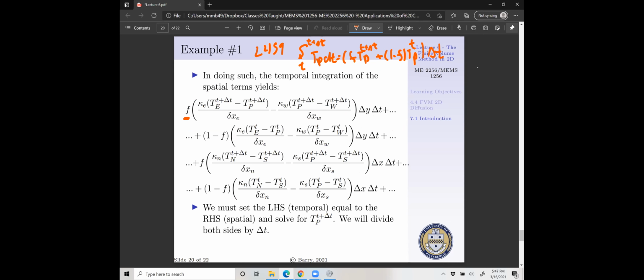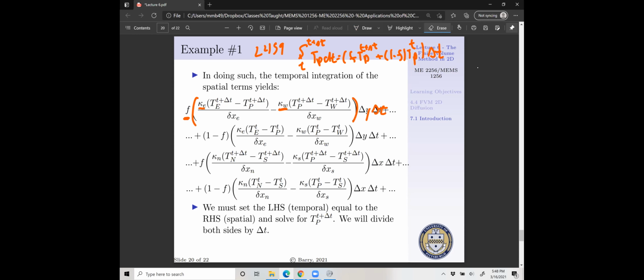We'd have our weighting factor, f, times the quantity, our diffusivity at our east interface, times the quantity T east evaluated at t plus delta t, minus Tp evaluated at t plus delta t, per delta x east, minus our diffusivity evaluated at our west interface, times the quantity Tp at t plus delta t, minus T west at t plus delta t, per delta x west. Multiply that by our delta y that we had there, and we have our delta t.